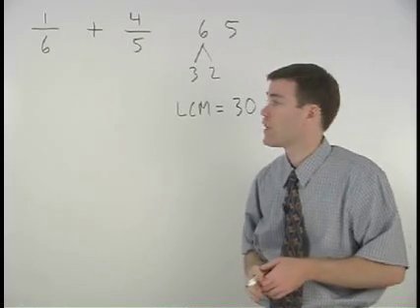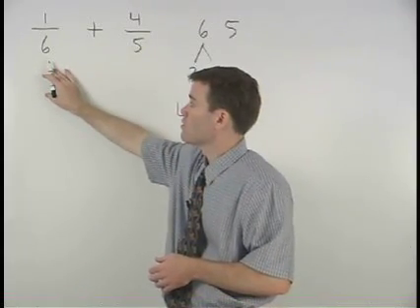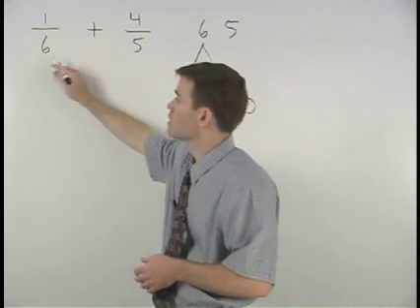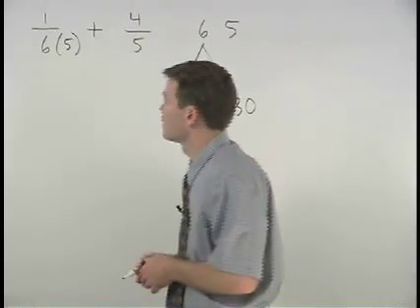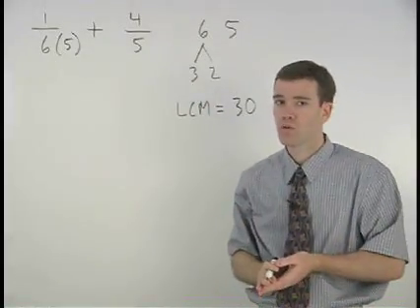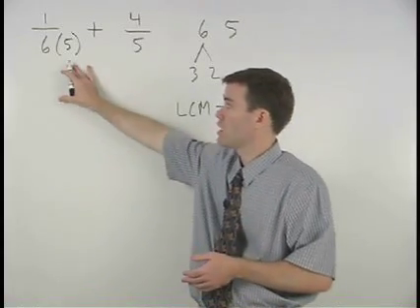In order to get a denominator of 30 in the first fraction, we must multiply our denominator of 6 by 5. The problem is we can't just multiply the denominator of a fraction by 5 because that changes its value.